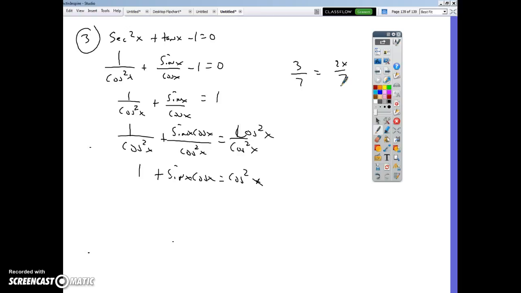So since you set the bottoms equal to each other, that's why you did that. Otherwise, things we could have done. Does that make sense? Or I can multiply both sides by cosine squared, which cancels it out at the bottom of all these.